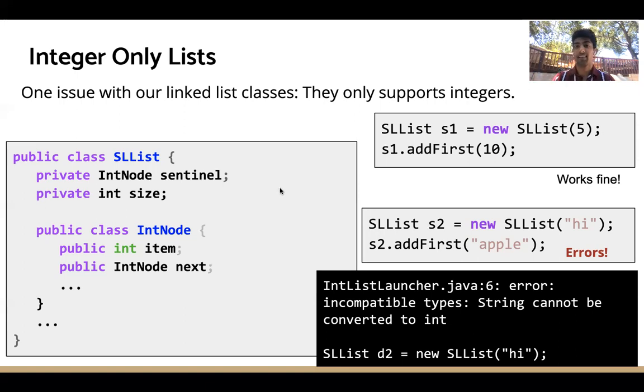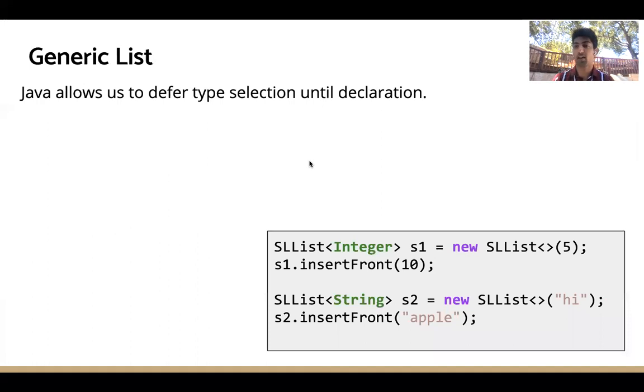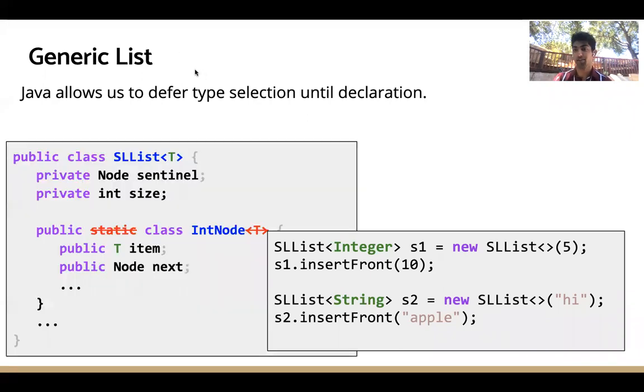But is this actually possible? Just to recap, here's this functionality I'm envisioning. What if I can create an SL list and specify it's going to be containing integers, or I create an SL list and specify it's going to contain strings? This functionality would be really cool, but is it even possible? Well, since I've mentioned it so much, it is possible. All we have to do is use generics in Java.